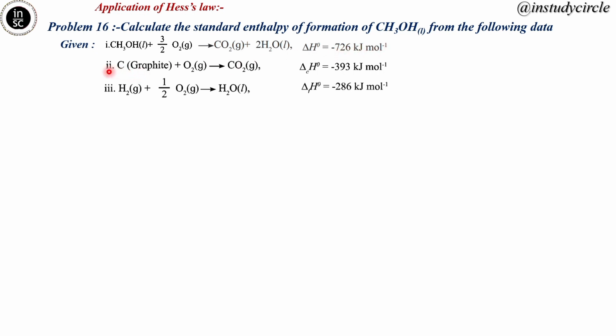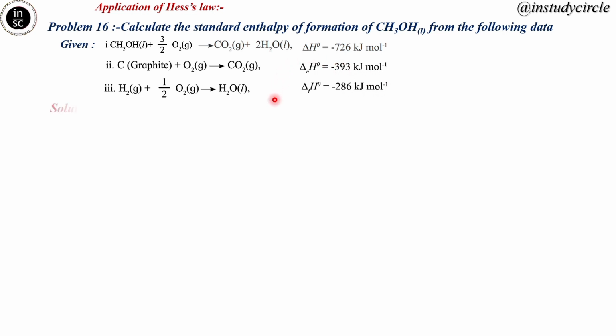The second reaction is 1 mole of carbon, meaning graphite, reacts with 1 mole of oxygen and they produce 1 mole of carbon dioxide, and it is a combustion reaction, and the standard enthalpy of combustion is minus 393 kilojoules per mole. And the third reaction is 1 mole of hydrogen reacts with 1/2 mole of oxygen and it produces 1 mole of water. In this reaction, water is formed as the major product, that's why it is the standard enthalpy of formation of water, which is minus 286 kilojoules per mole.